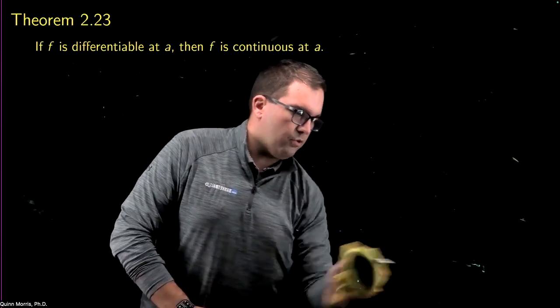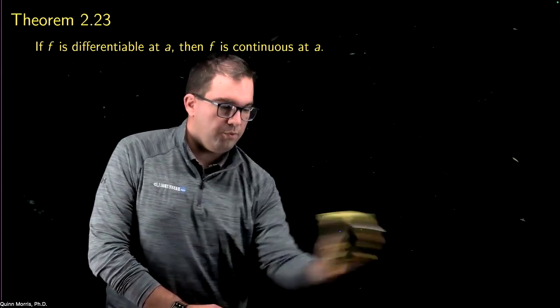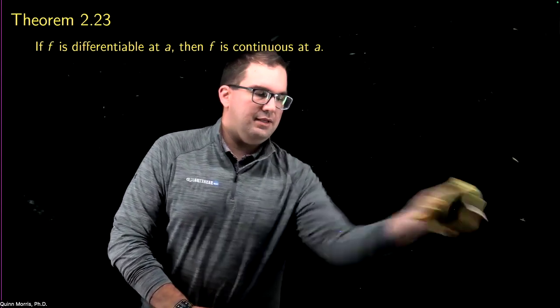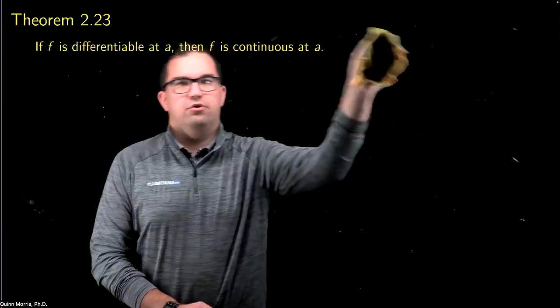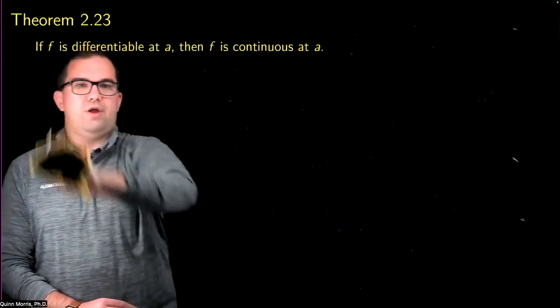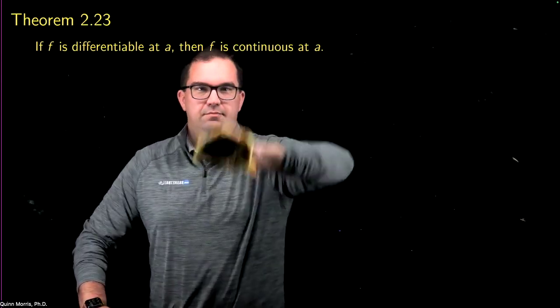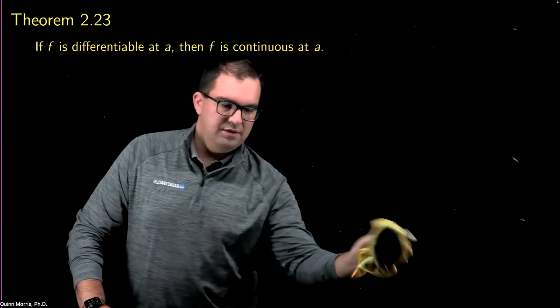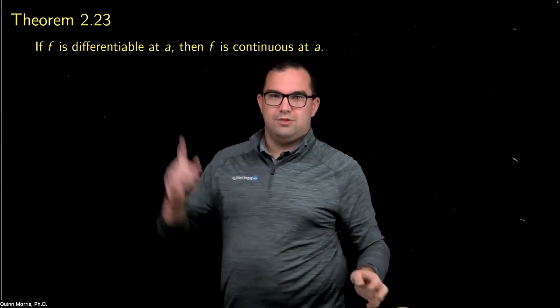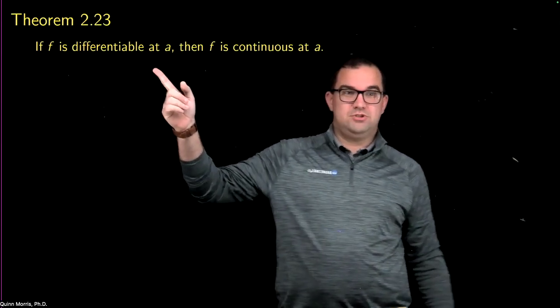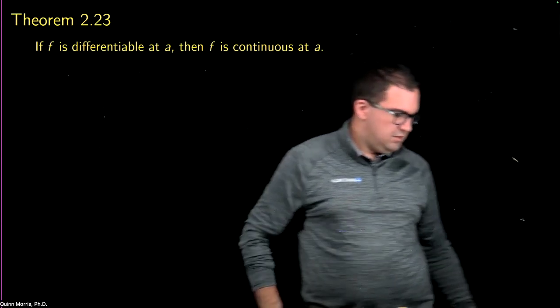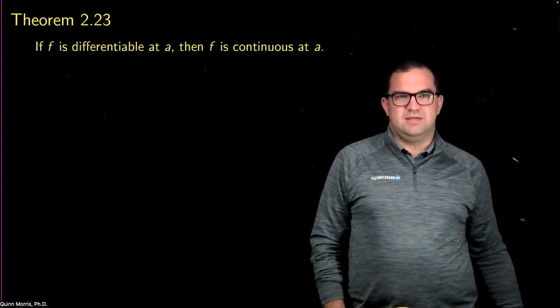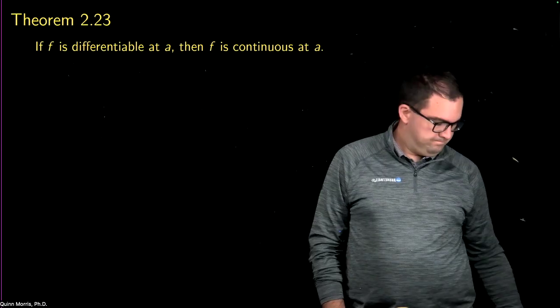So this often turns out to be more helpful in theoretical proofs than in actually looking at a particular function and determining whether or not it is continuous at a given point. It would rarely be the case that the easiest way to do it is to try and determine if it's differentiable to determine that it's continuous. Usually, it's just easier to examine the continuity on its own.